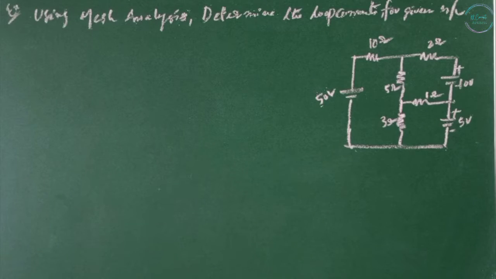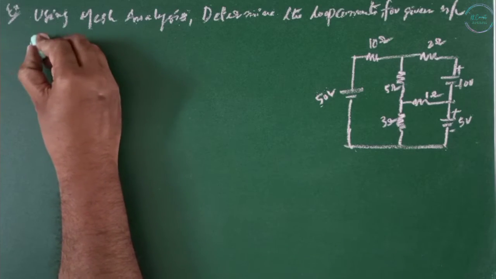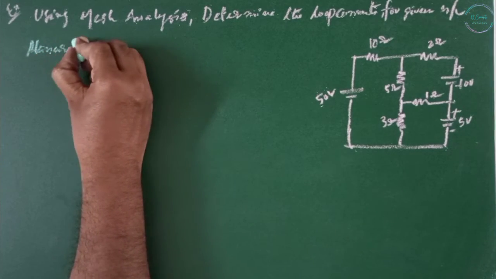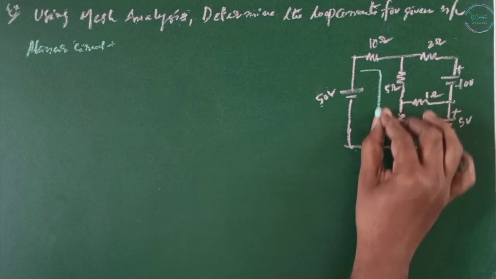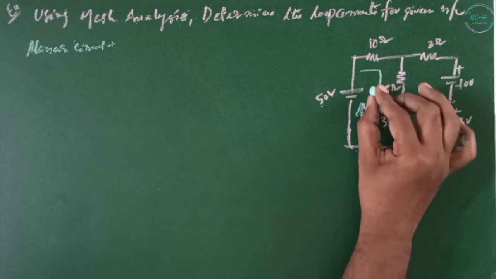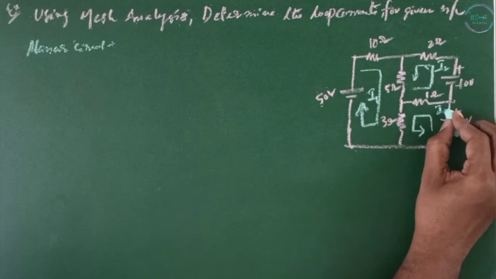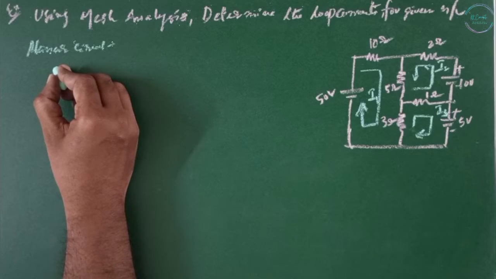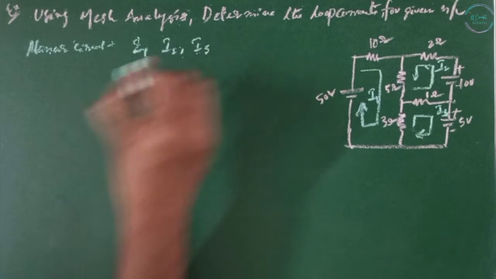Example: using mesh analysis, determine the loop currents for a given network. So we have a network. Step 1, is this planar or non-planar? Yes, it is a planar circuit. The second step is selecting the loops. This is my loop 1, so the current is I1, this is I2, and this is I3. So we have loop currents I1, I2, and I3.